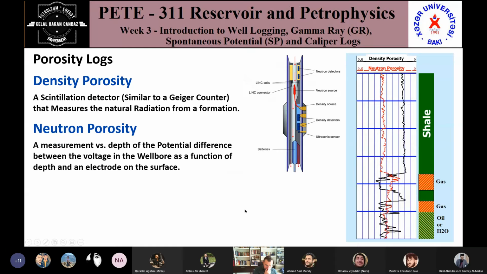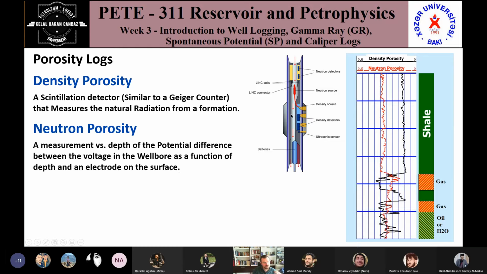So we are going to porosity logs after this. Lithology finished. Now we are going to porosity logs. The density porosity and neutron porosity, two different log types we commonly use here. Again, in the density porosity log, we have a scintillation detector, and like a gamma ray, it also measures the radiation coming from the formation. In the neutron porosity, the measurement versus depth of the potential difference between the voltage in the wellbore as a function of depth and electrode on the surface. Same as the spontaneous potential log, right?